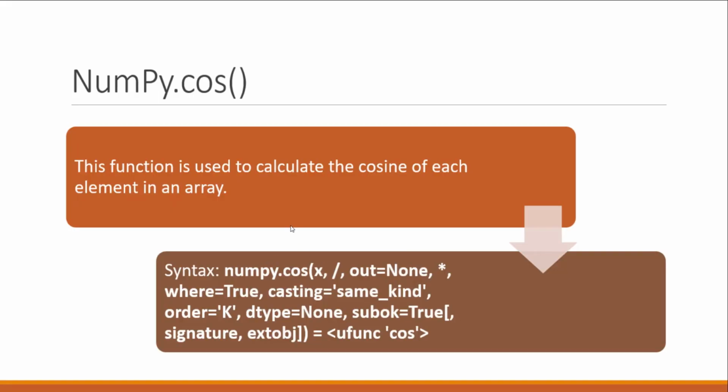So here is the syntax of the numpy.cos function, and within this function we have used only two parameters. The first parameter is x. This parameter specifies the input array for which we want to compute the trigonometric cosine. The next parameter is out. By default it takes a None value and it specifies the location where the output must be stored. So let us understand how to use the numpy.cos function in Python.